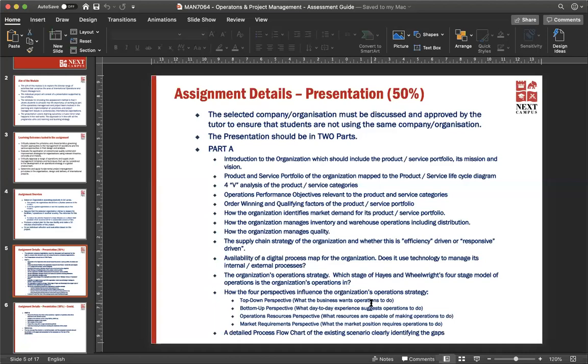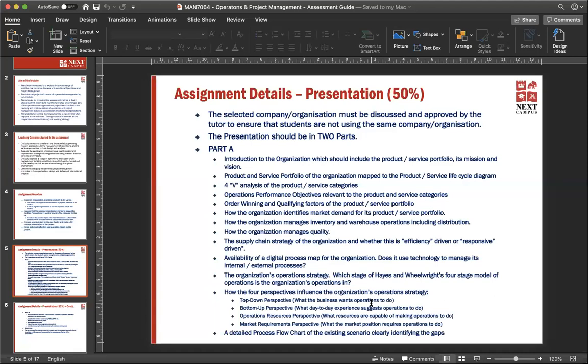Now, does the organization do it that way? The organization that you selected could be doing it that way. You have your board of directors and your CEO. They sit and draw up their business strategy, and then they look down and tell the operations, look, we want to achieve this, right? Now, you design your operation strategy to do this. So it's a top-down perspective.